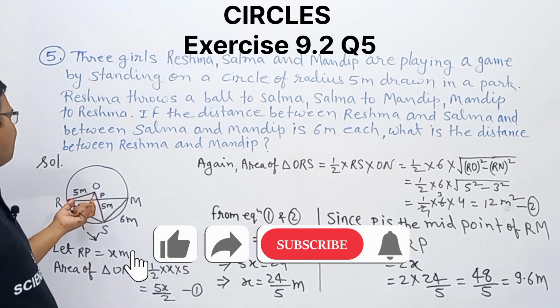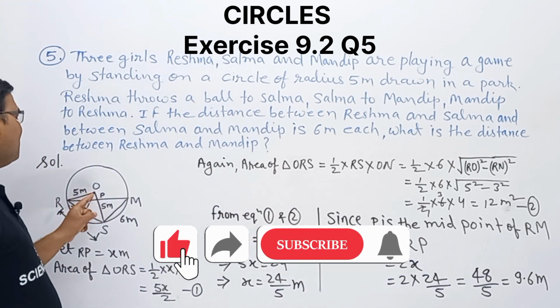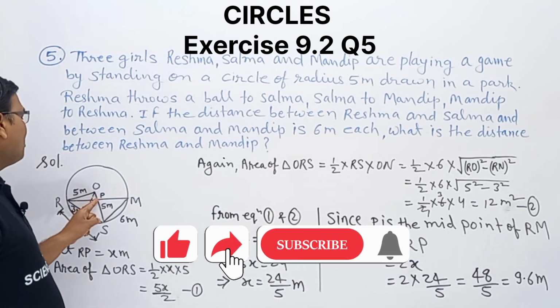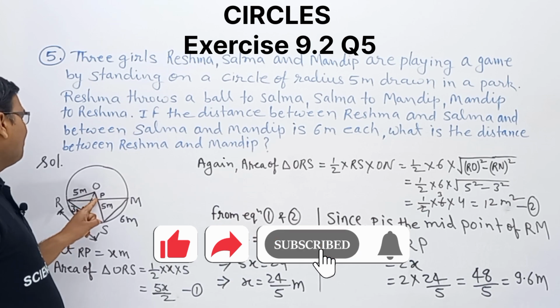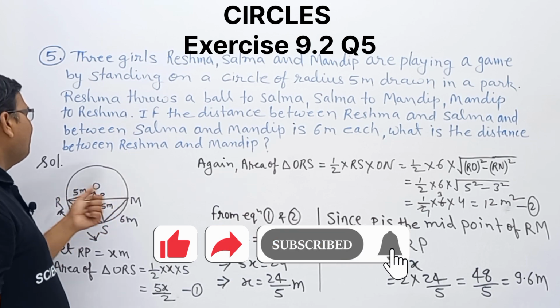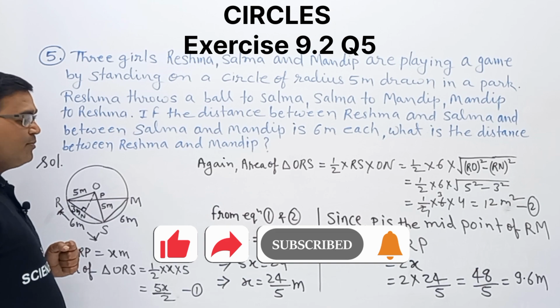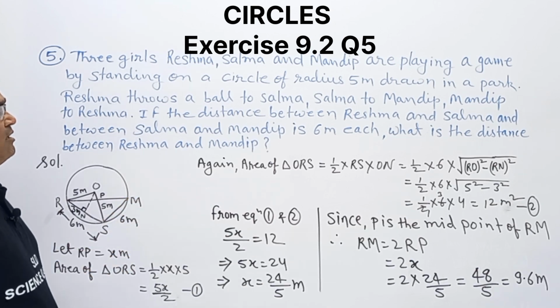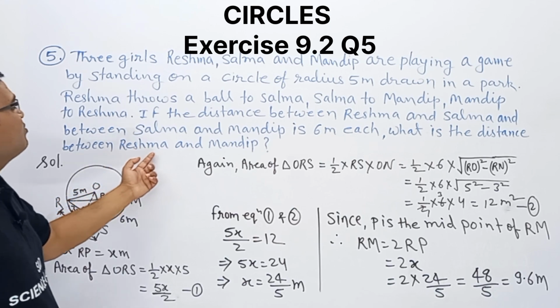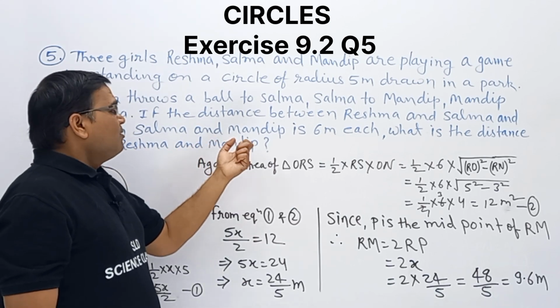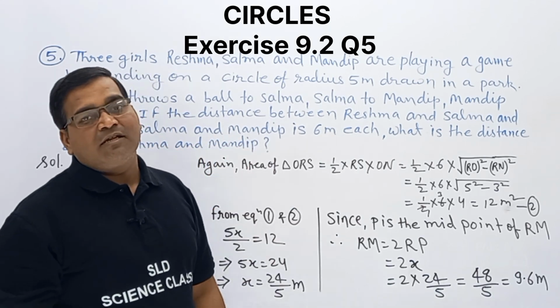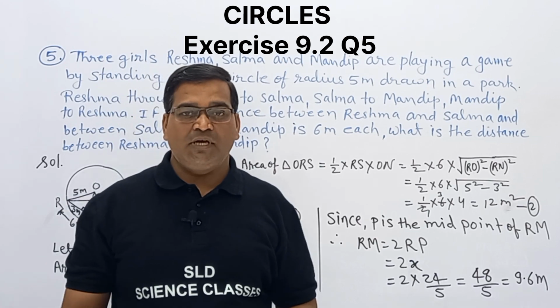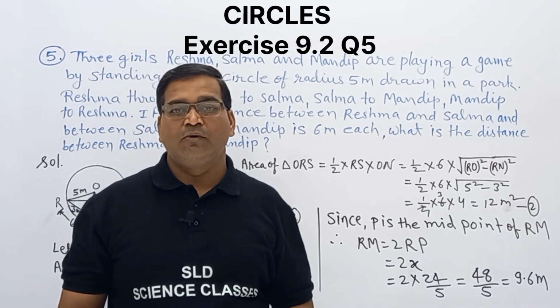Clear? And P is the midpoint of RM. So RM will be 2 times RP, and finally we get 9.6 meter. This is the distance between Rasma and Mandeep. This is the required answer. I hope you understand this question. That's all about this question. Thank you so much.